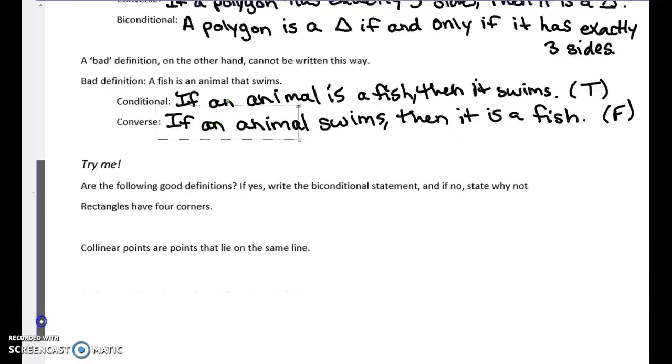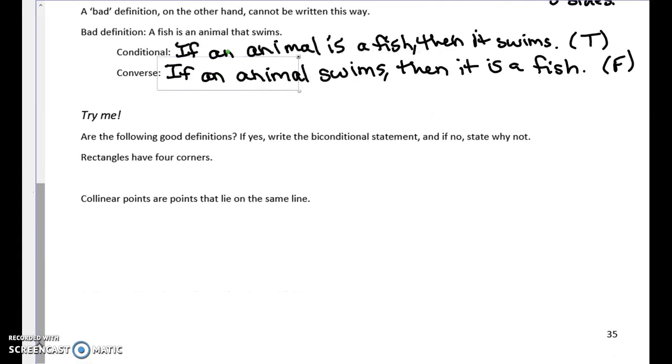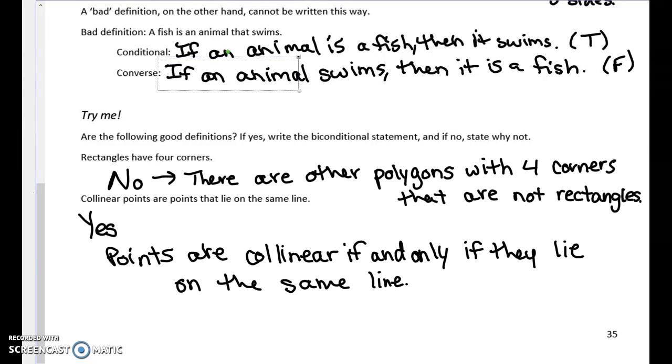So what I want you guys to do now is look at the following 2 definitions. Ask yourself, is it a good definition? And if it is, write a biconditional statement. And if it's not, state why not. On your mark, get set, go. All right, guys, I want you to take a moment, check your answers, make sure you agree.